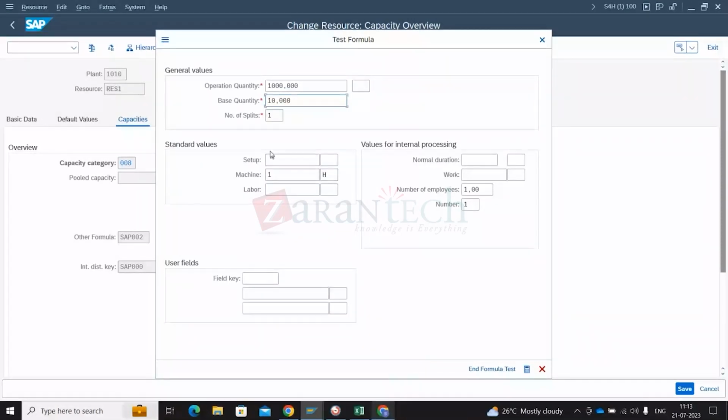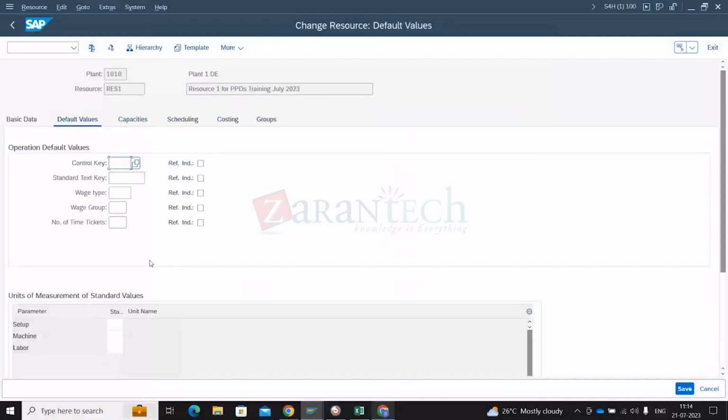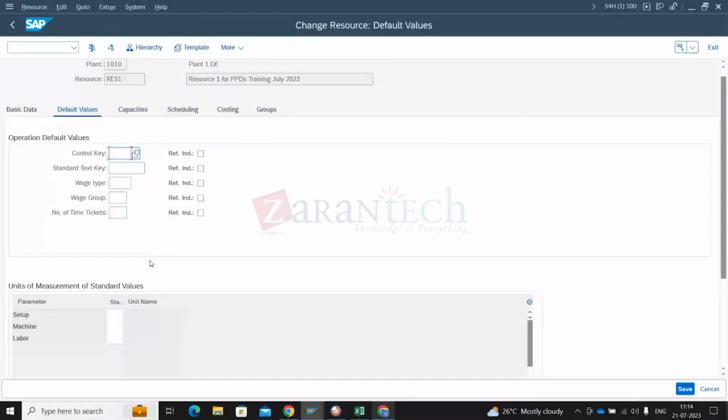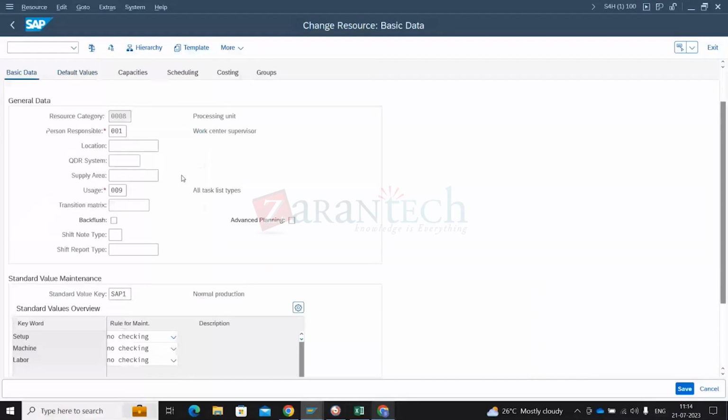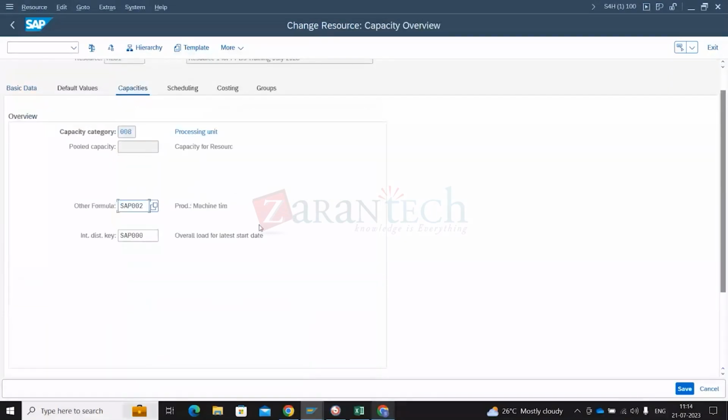Here, we define something, just a moment. We went to default values, right? We selected basic data. We selected the standard value key, correct? And as soon as we selected that, it loaded this setup, machine and labor. It means that for this resource, you can define all these 3 times or one of the 3 times, anything that you define, correct?